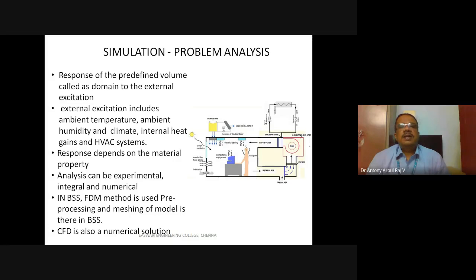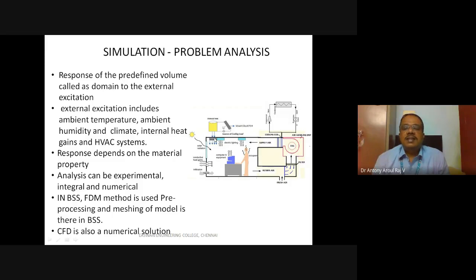Simulation is a problem analysis where we are finding the response of a predefined volume, called the domain, to the external excitation. The predefined volume here is the building volume. It is not the air volume inside the building, it is the building volume. The external excitation includes ambient temperature, ambient humidity, climate, internal heat gains and the HVAC systems. So these are all the external excitations to the building.